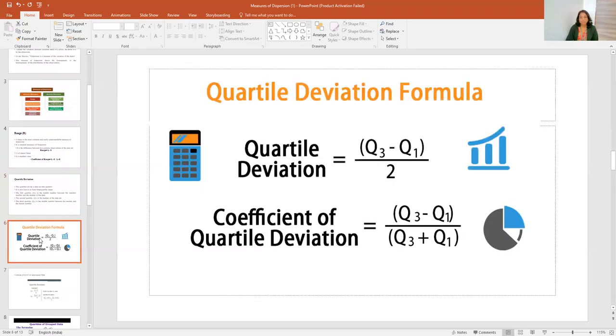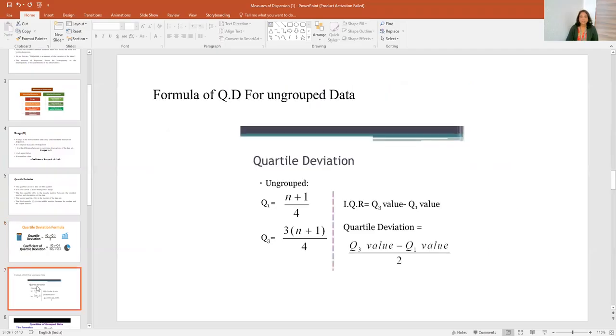How to calculate the quartile deviation? The quartile deviation formula is Q3 minus Q1 divided by 2. And the coefficient of quartile deviation formula is Q3 minus Q1 divided by Q3 plus Q1. Before calculating the quartile deviation, we need to calculate the values of Q1 and Q3. Q1 is the first quartile.